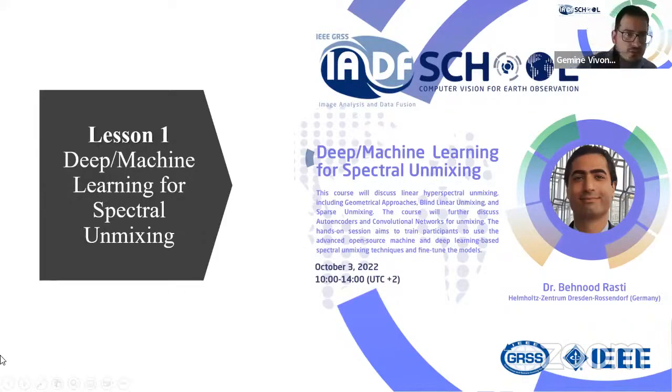This lesson is entitled Deep Machine Learning for Spectral Unmixing, and in this lesson we'll be discussing the concepts of linear spectral unmixing, including geometrical approaches, blind linear unmixing, and sparse unmixing. The course will further discuss autoencoders and convolutional neural networks for unmixing. The hands-on part aims to train participants to use advanced open source machine and deep learning based spectral unmixing techniques and fine-tune the models.